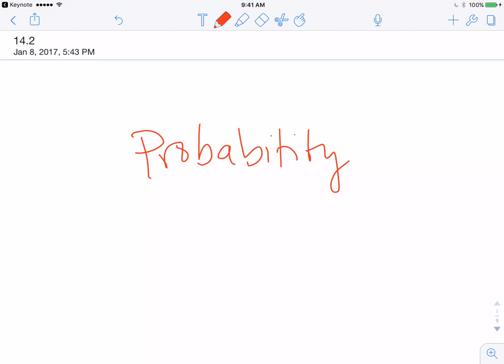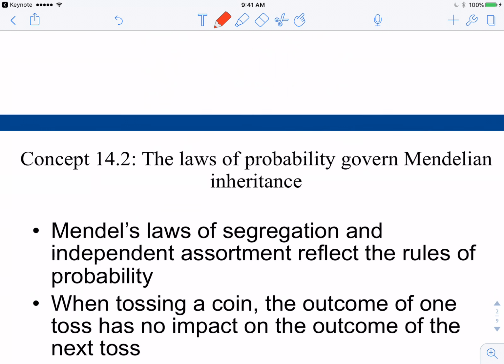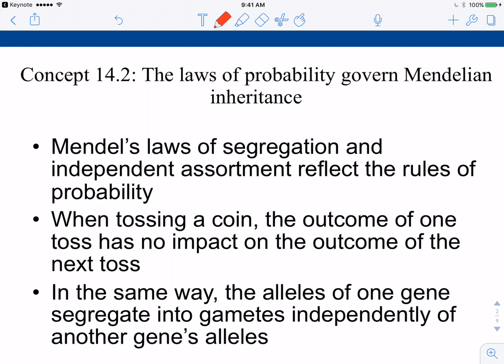Hello, everyone. So we're going to talk a little bit about probability in this screencast and as it relates to genetics. So the laws of probability govern Mendelian genetics. Okay, so the laws of segregation and independent assortment are governed by rules of probability.